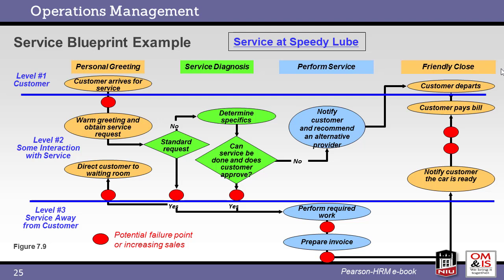The middle level defines those parts of the service organization that interact with the customer, while level 3 is in the back room. Level 3 is necessary for completion of the service but is not part of the customer interaction. The red circles represent opportunities to upsell or fail. Particular attention must be paid to these points in the process.